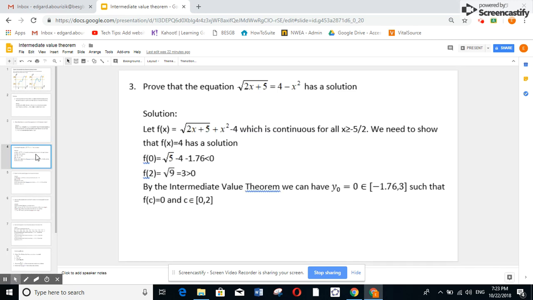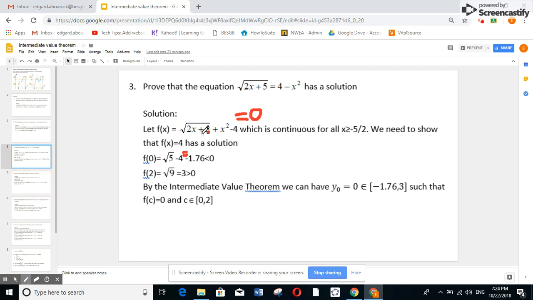Another example. Here, if you have a function equal to a function and it has a solution, I want you to bring everything to the first side, so it will be plus x squared minus 4. So what do we need to show? You want to show that this is equal to 0. If you bring it to that side, it must be 0, so we're going to compare to 0. Let us pick any point randomly. The first one will be 0, the easiest one. You're going to get radical 5 minus 4, which equals minus 1.76, which is negative.